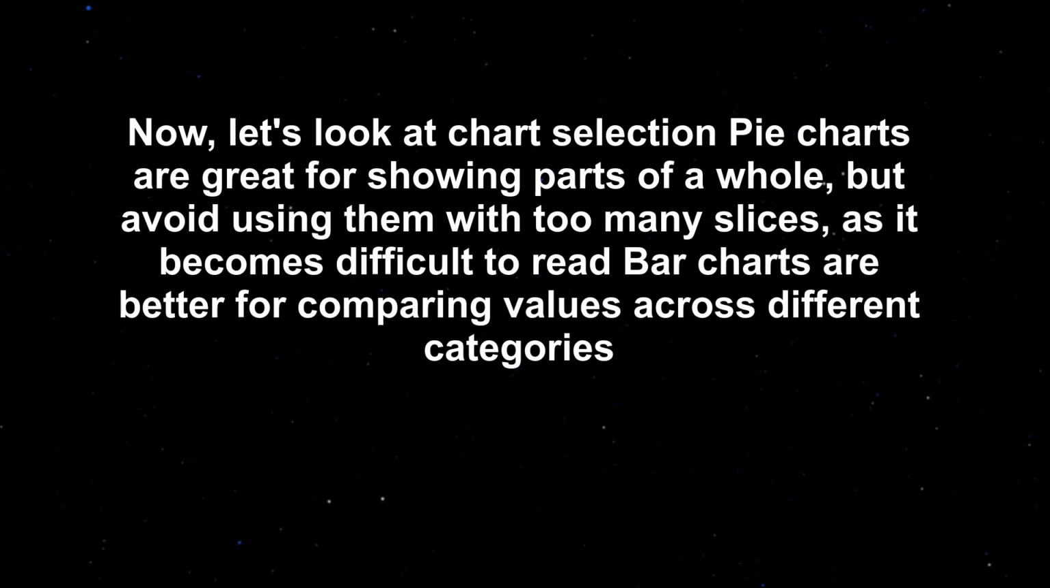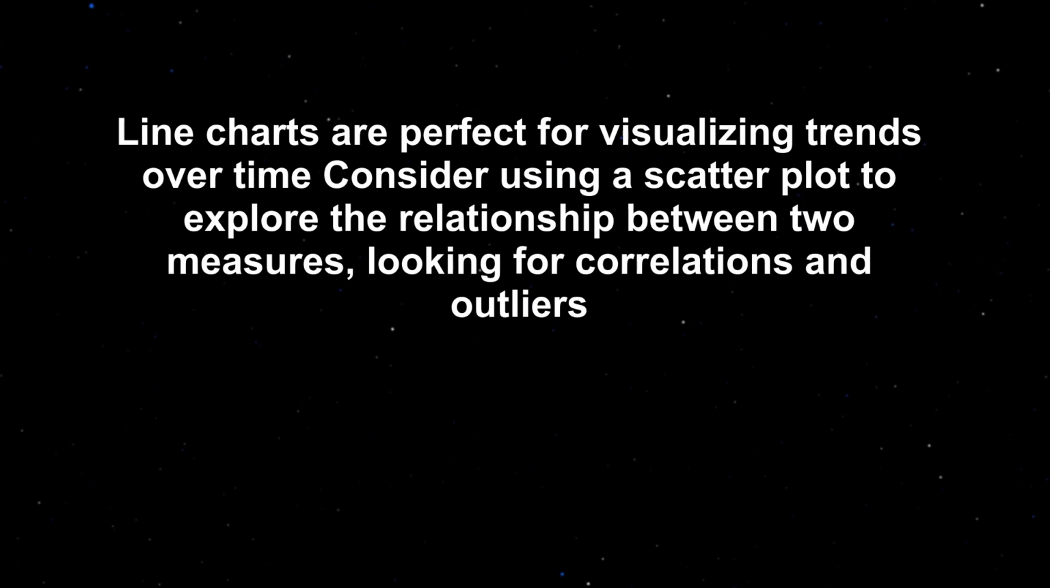Now, let's look at chart selection. Pie charts are great for showing parts of a whole, but avoid using them with too many slices, as it becomes difficult to read. Bar charts are better for comparing values across different categories. Line charts are perfect for visualizing trends over time. Consider using a scatter plot to explore the relationship between two measures, looking for correlations and outliers.